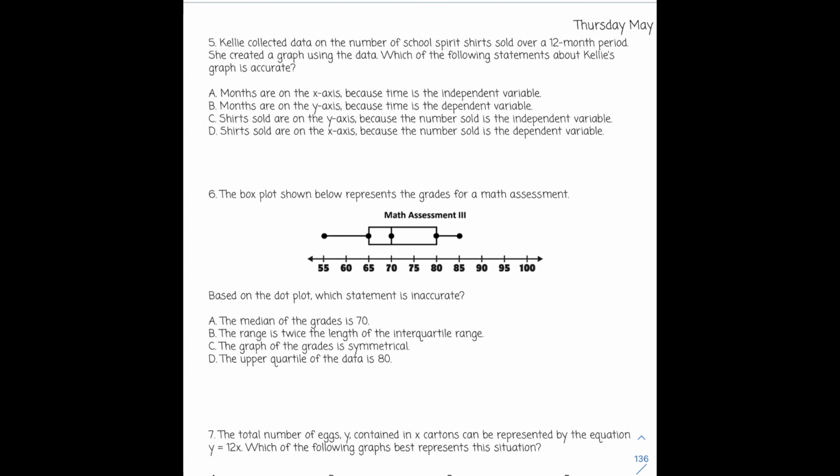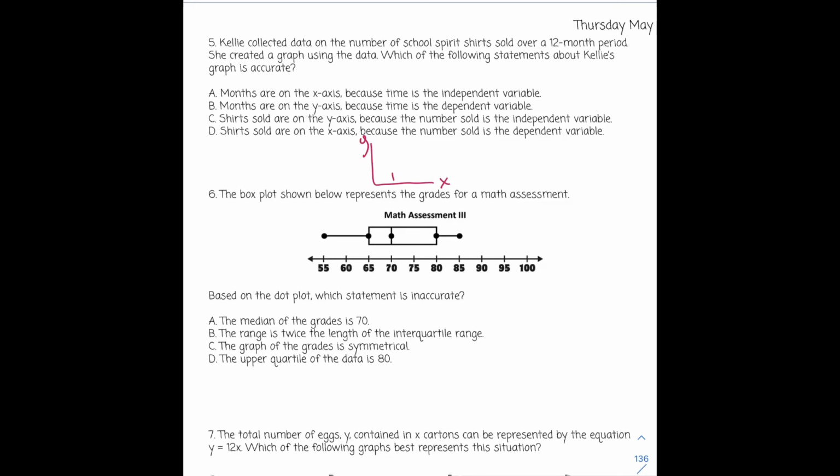Number 5. Kelly collected data on the number of school spirit shirts sold over a 4-month period. She created a graph using the data. Which of the following statements about Kelly's graph is accurate? Okay, so it's talking about what is going to go on the X and the Y axis. Months are on the X axis because time is the independent value.